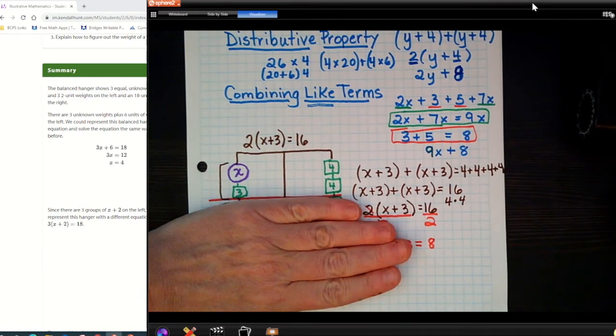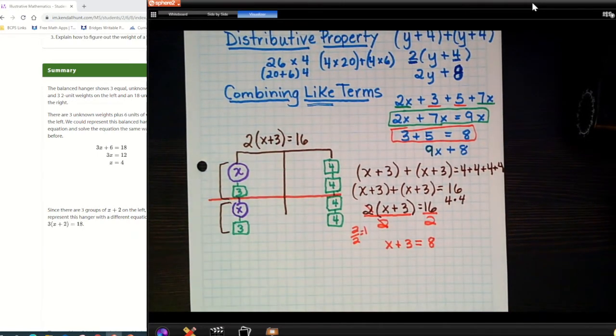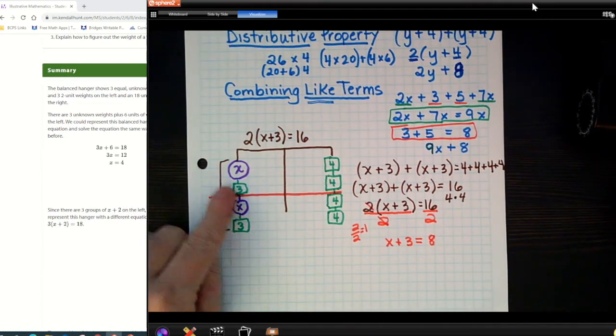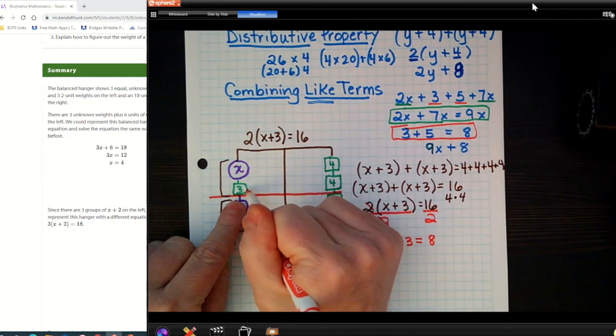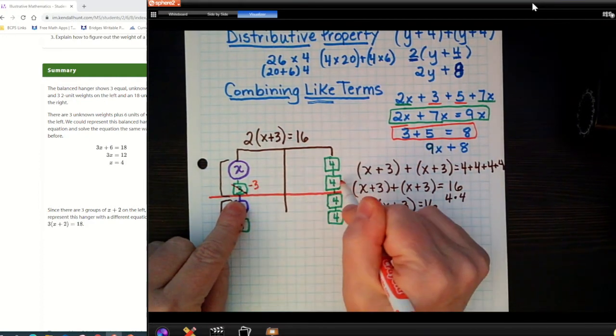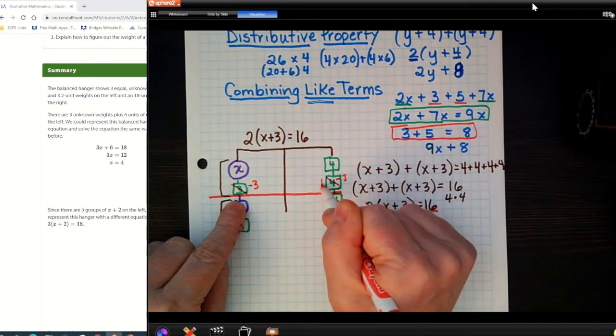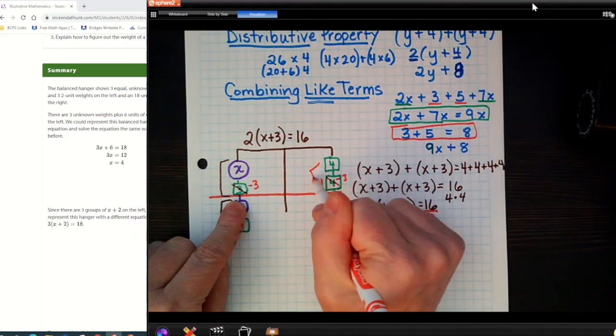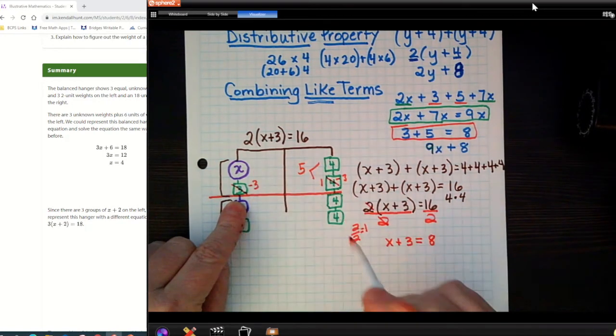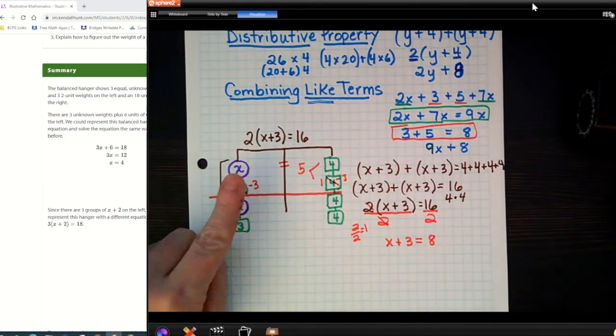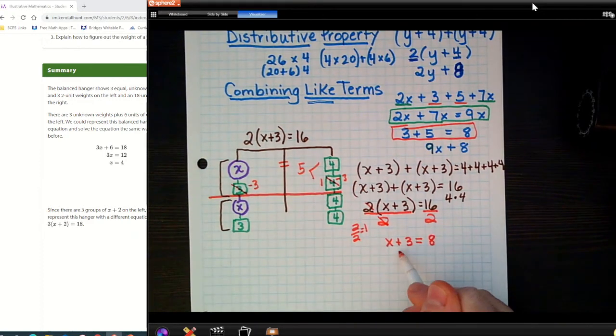And what do I have left? X plus 3 is equal to 8. Well, now this becomes a very easy problem because I can do this mentally, but I can also say, well, look, if I take 3 away from both sides, okay, so I'm taking 3 away, and this is now 1. I have 5 on this scale, and I have x on this scale, so we can assume that x is equal to 5. Mathematically, this is what it looks like.